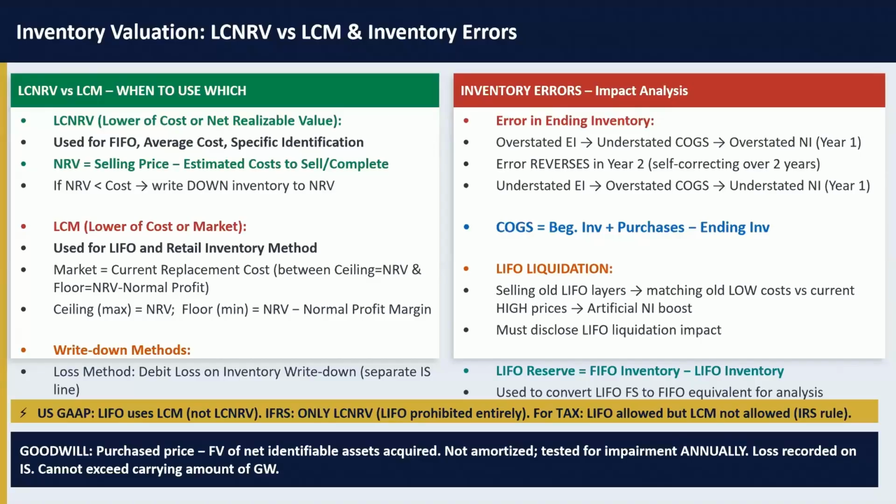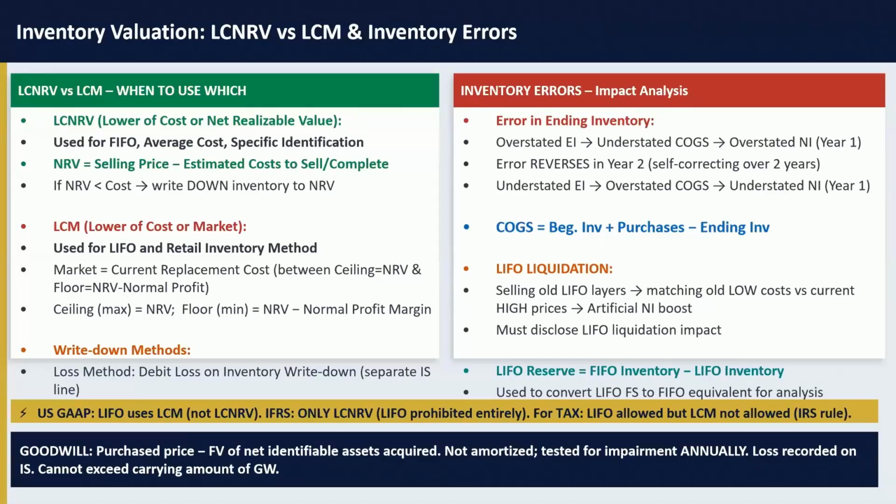Now, if your ending inventory is overstated, what is the impact? In yesterday's class, we discussed that inventory and cost of goods sold are closely related to each other, and they are inversely related, inversely proportional.